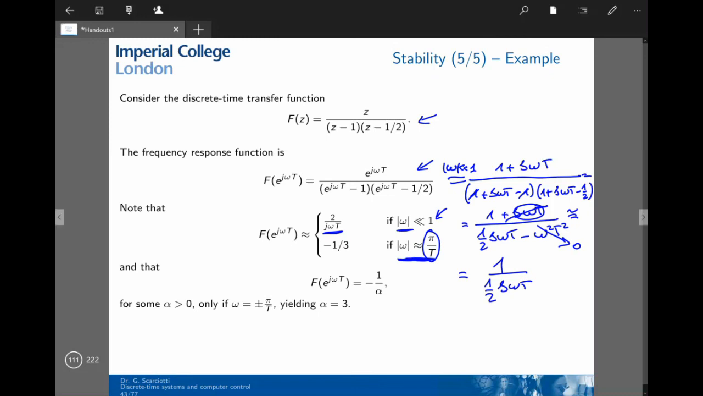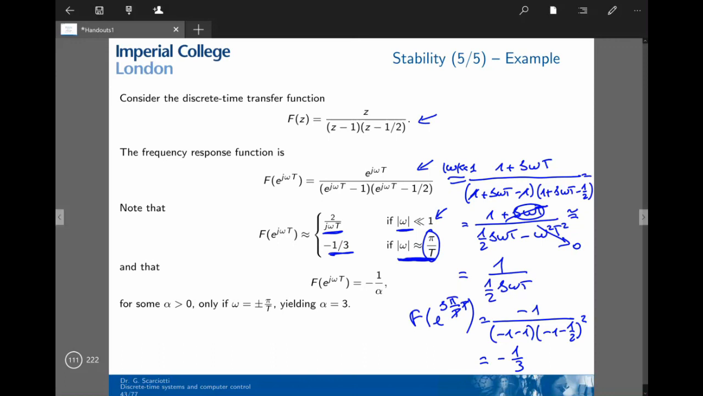Okay. And let's check what happens for a large value of omega. To do so, we just compute f of e power j omega capital T, and the two capital T simplify. We replace this in our function, and what we get is minus 1 at the numerator, and then we have minus 1, and then we have minus 1 over 2, and this will be equal to minus 1 over 3. Okay, so this is the value over here.